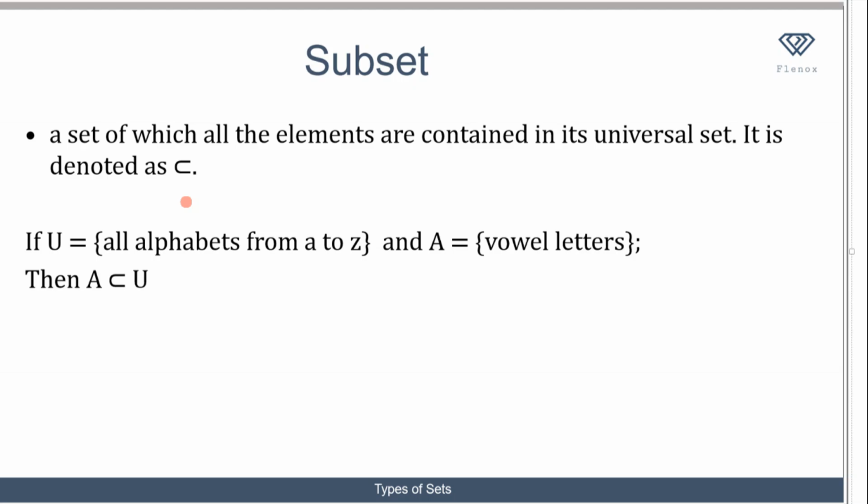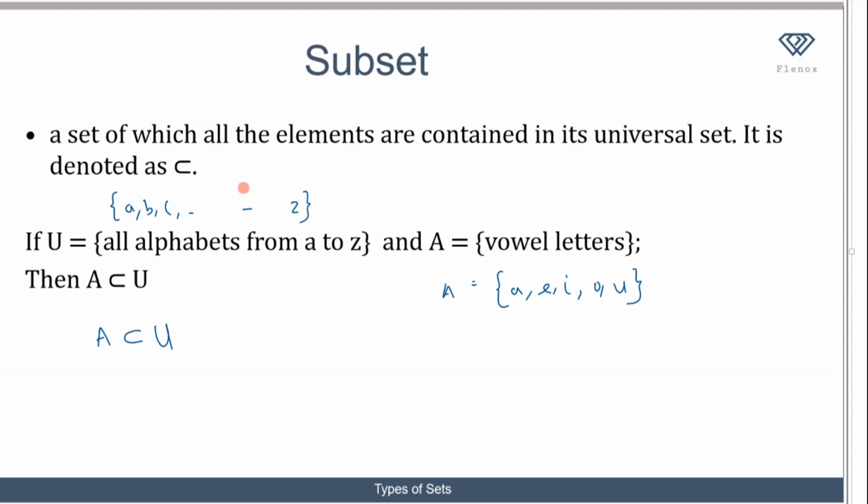A subset is a set of which all the elements are contained in the universal set. It is denoted by this symbol. As an example, if I say the universal set is all alphabets from A to Z, and I say A is made up of vowel letters, my alphabet from A to Z will be A, B, C all the way to Z, and my vowels are just made up of the letters A, E, I, O, and U. So I can say that A is a subset of the universal set. And why is that? Because the elements of A can be found in the universal set of alphabets A to Z.